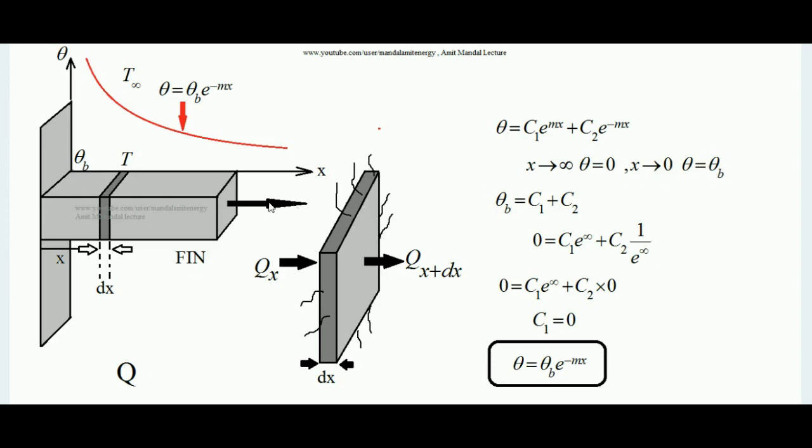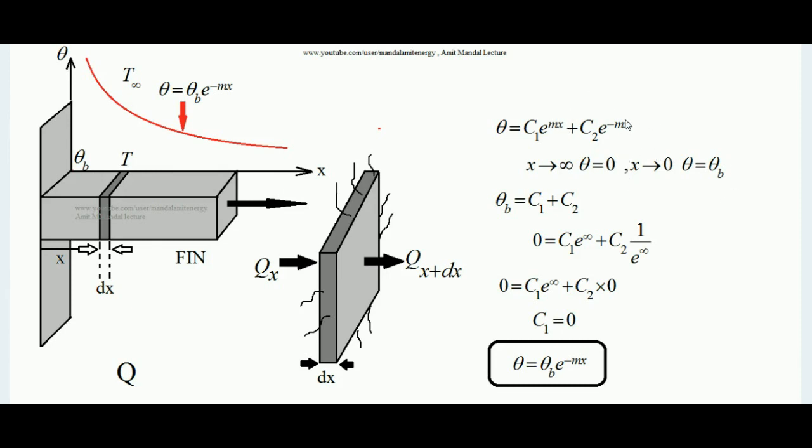Since we are taking the case of an infinitely long fin, at infinity the temperature of the fin is continuously decreasing while the environmental temperature is constant. So at infinity we can assume that theta becomes 0, no temperature difference at all, because the temperature is continuously decreasing for this fin. So when x becomes infinity, theta becomes 0. Now let's apply these boundary conditions in this equation.